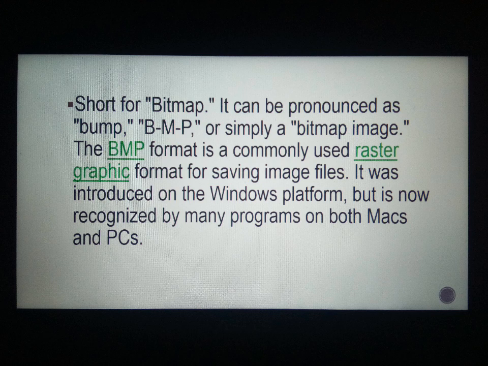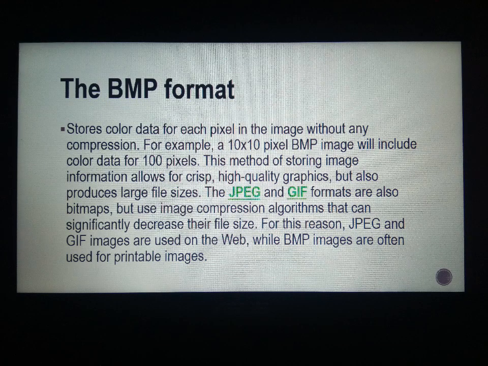The BMP format is a commonly used raster graphic format for saving image files. It was introduced on the Windows platform, but it is now recognized by many programs on both Macs and PCs. It stores color data for each pixel in the image without any compression. For example, a 10 by 10 pixel BMP image will include color data for 100 pixels. This method of storing image information allows for crisp, high-quality graphics but also produces large file sizes.